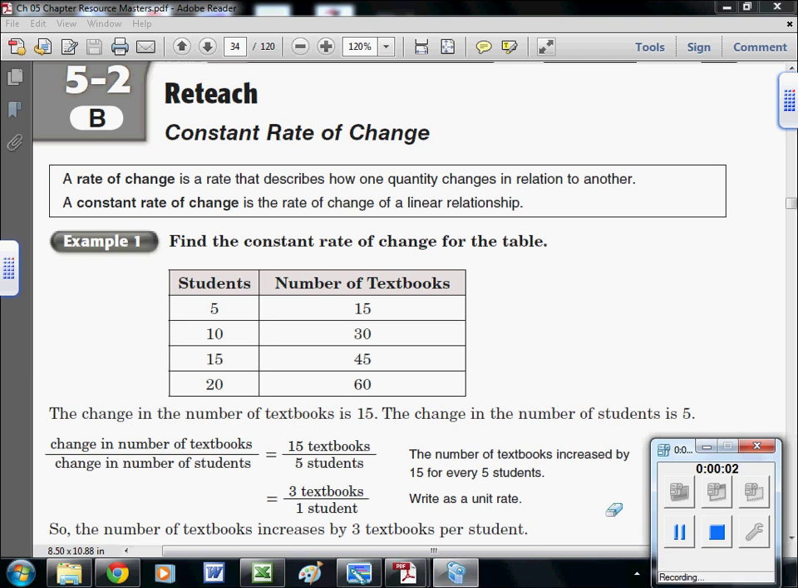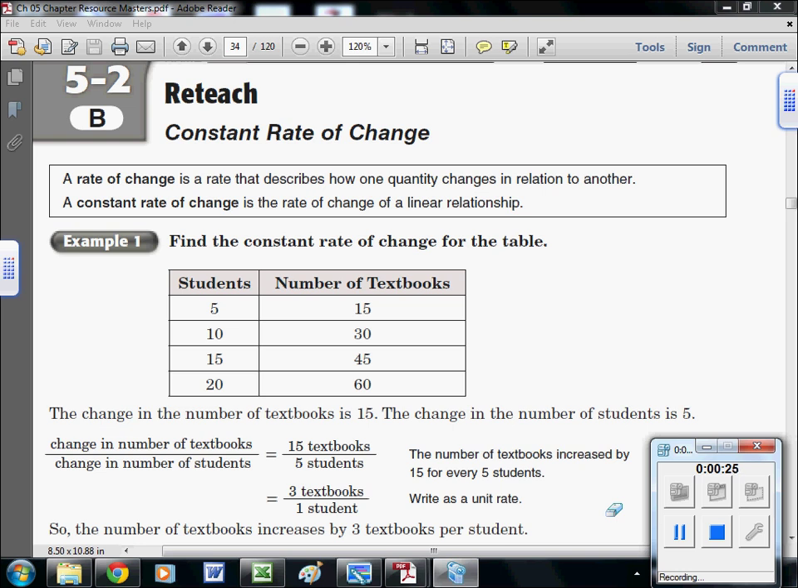All right, so we're going to talk about constant rates of change. We know what the word constant means. It means that something doesn't change. And now a rate of change, we talked about back when we were doing proportional relationships, back in chapter 4, we talked about having a rate proportion. A rate means something's changing. It means how quickly is it changing, how fast is it changing.